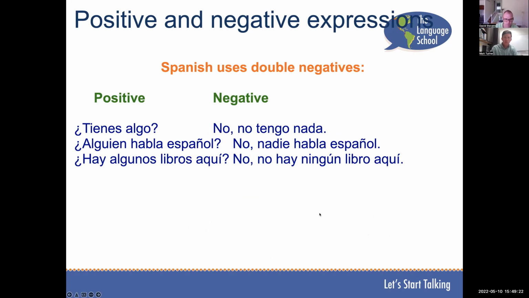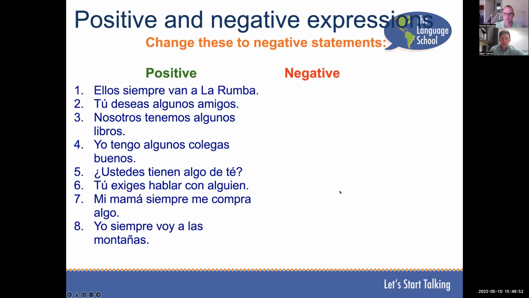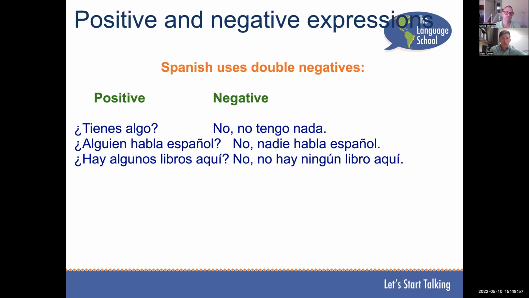So what does that mean when I say Spanish uses double negatives? I might ask you a question. This is a positive question. ¿Tienes algo? Do you have something? But if you wanted to respond in the negative, this is what you would say. Can you read me the example? No tengo nada. ¿Alguien habla español? No, nadie habla español. ¿Hay algunos libros aquí? No hay ningún libro aquí. Perfecto. So if I go back, do you have something? No, I don't have nothing. That's exactly what you're saying.